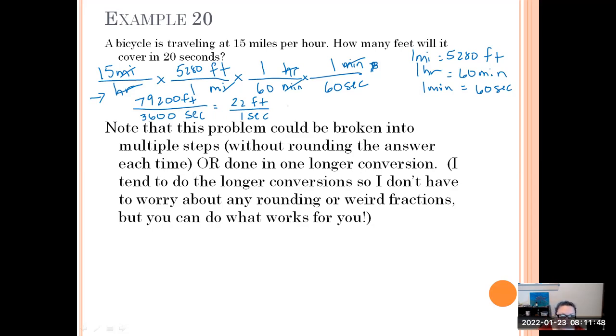So we have to multiply by 20 seconds. Seconds is in our denominator, so we definitely want seconds in our numerator. So 22 times 20 will give us the total, because when we multiply straight across, seconds are gone. And we get 440 feet. All right. So how many feet will it cover in 20 seconds? The bicycle will cover 440 feet in 20 seconds.